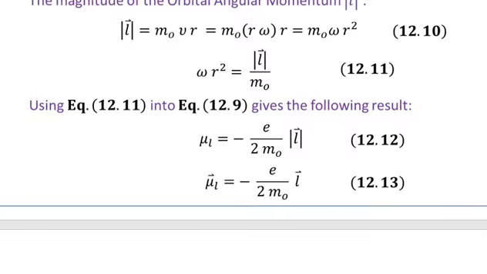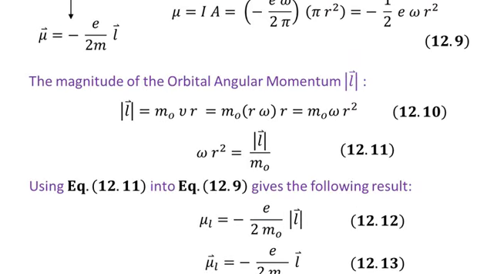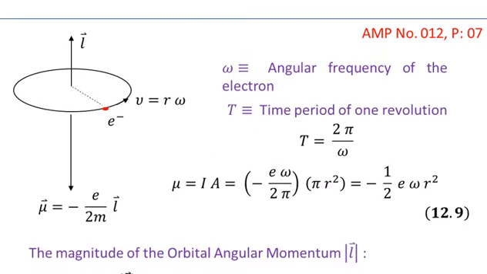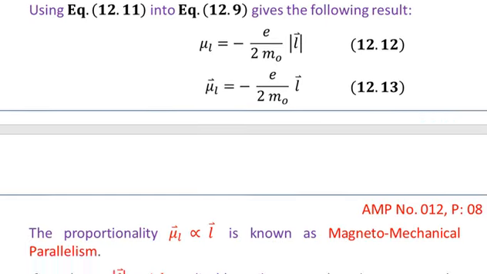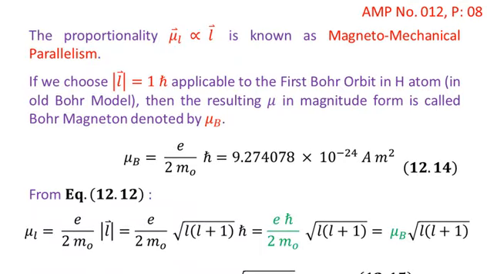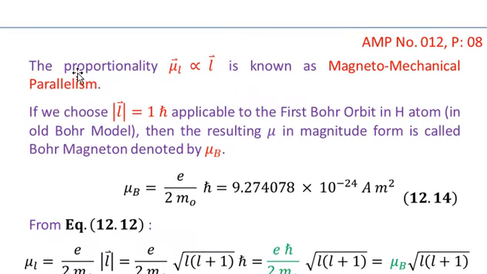And one more thing is that the direction of L is perpendicular to the current loop, so the direction of mu is also perpendicular to the current loop. But mu and L are directed opposite to each other. Now you see that from this definition, you can directly say that mu L is directly proportional to L. That is, the orbital magnetic moment of the electron is directly proportional to the angular momentum of the electron.